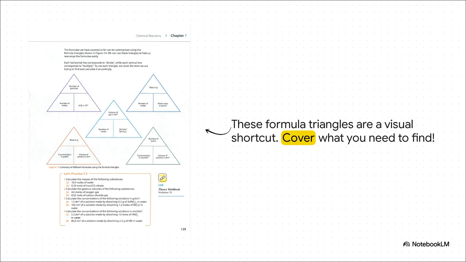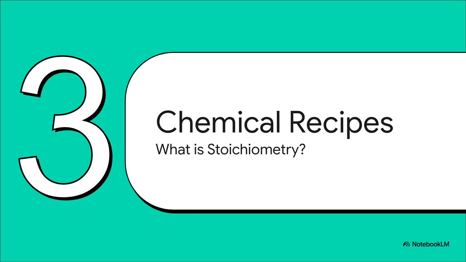It's a fantastic little tool. So now that we can count atoms just by weighing them, we can actually start to build things. And that brings us to our next big idea, stoichiometry. Yeah, I know, it's a huge word, but I promise you all it means is a chemical recipe.